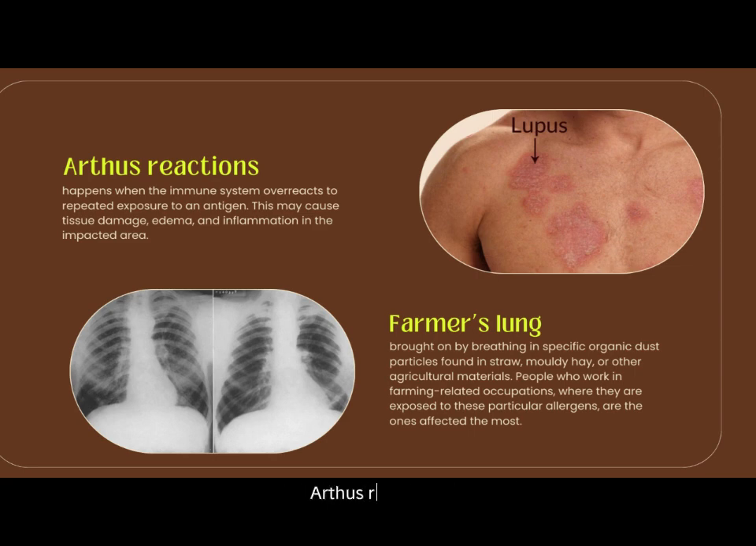First, farmer's lung. This happens when the immune system overreacts to repeated exposure to the antigen. The disease may cause tissue damage, edema and inflammation to the impacted area. It is brought on by inhaling specific organic particles found in straw, moldy hay or other agricultural material. People who work in farming-related occupations where they are exposed to the particle allergens are the ones affected the most.